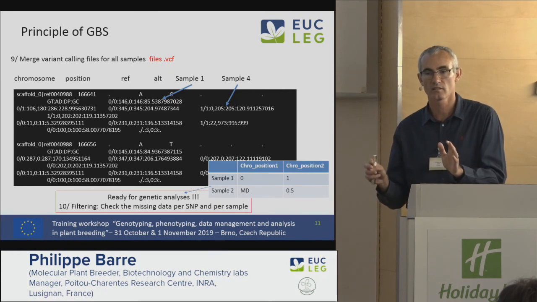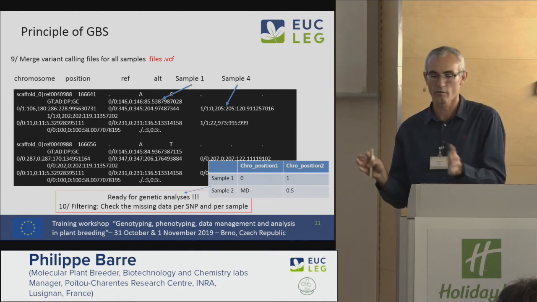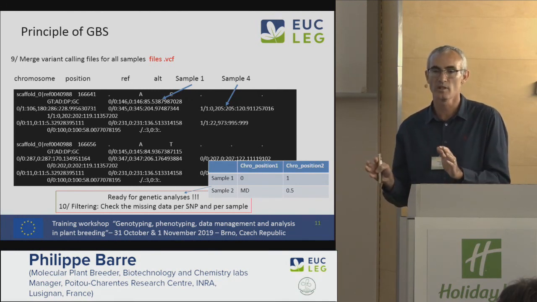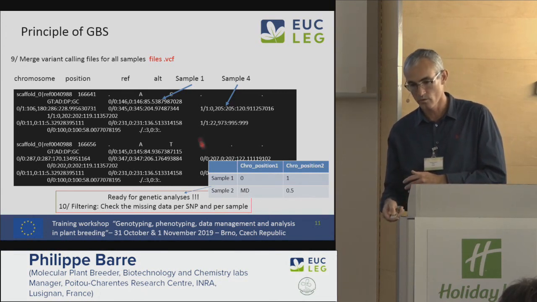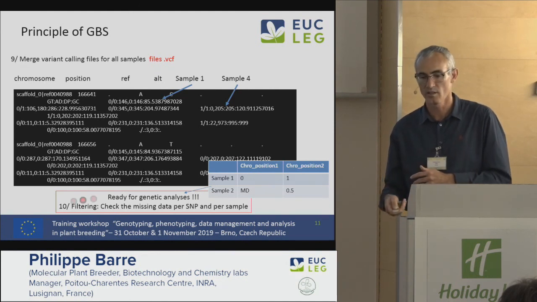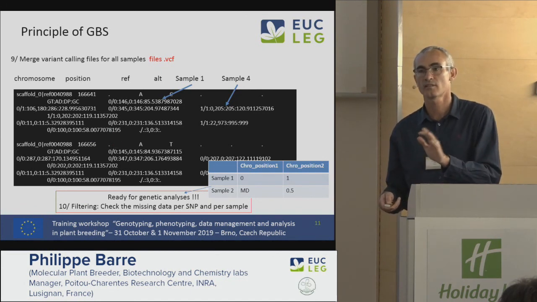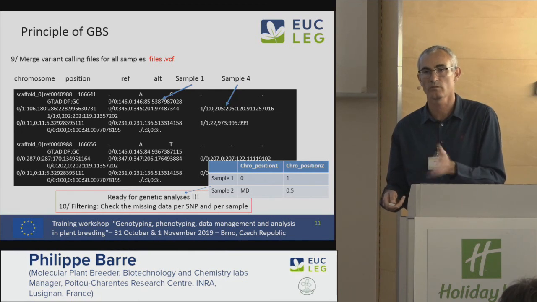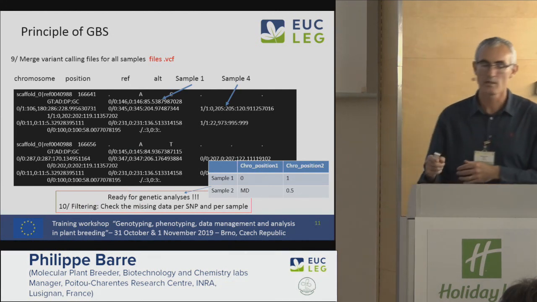If you use it like that, you will get some problems because of the missing data. So you have to do a filtering. This is usually done by taking this file, which is a text file. All the files I showed are text files, so you can open them with whatever. If you like R, you can open it with R, and you filter, check for missing data per SNP, but also per sample.